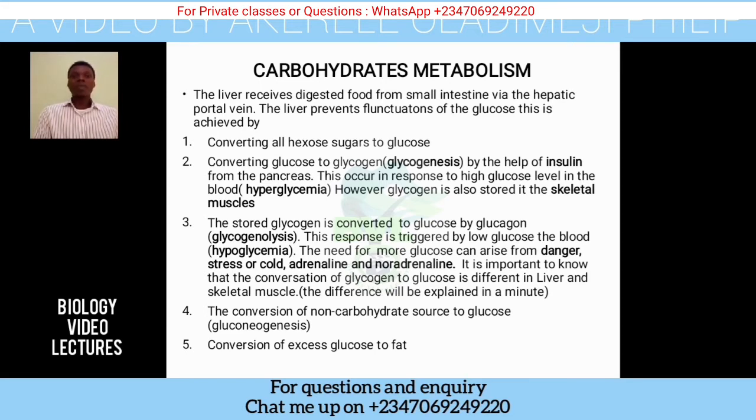What the liver also does is the conversion of non-carbohydrate substances to glucose. That's gluconeogenesis, like conversion of excess protein to glucose. Now amazingly, after all the glycogen stores have been filled up in the liver and in the skeletal muscle, the excess glucose left afterwards is converted to fat also. Of course, that can also be converted back to glucose later on when there's a need for that.